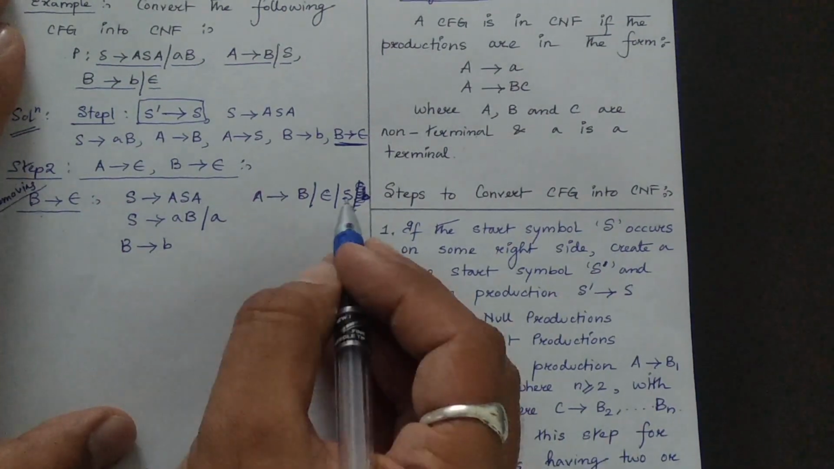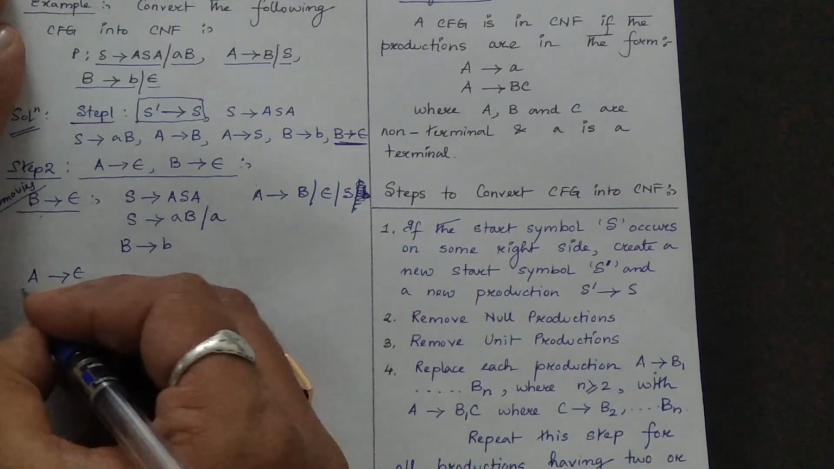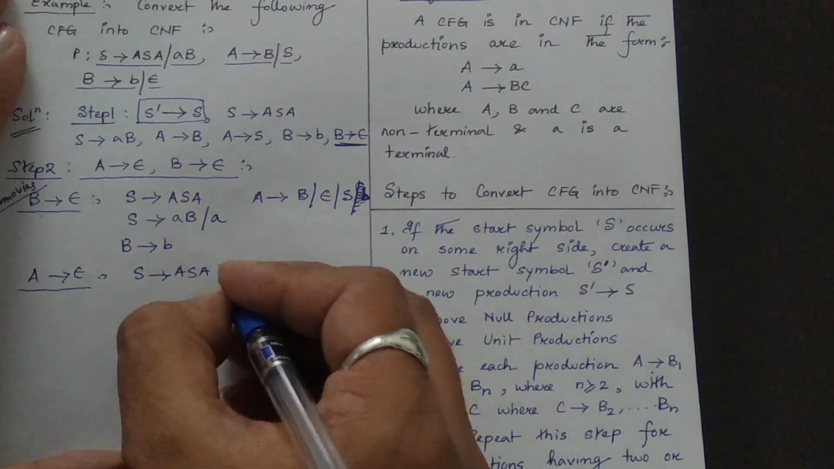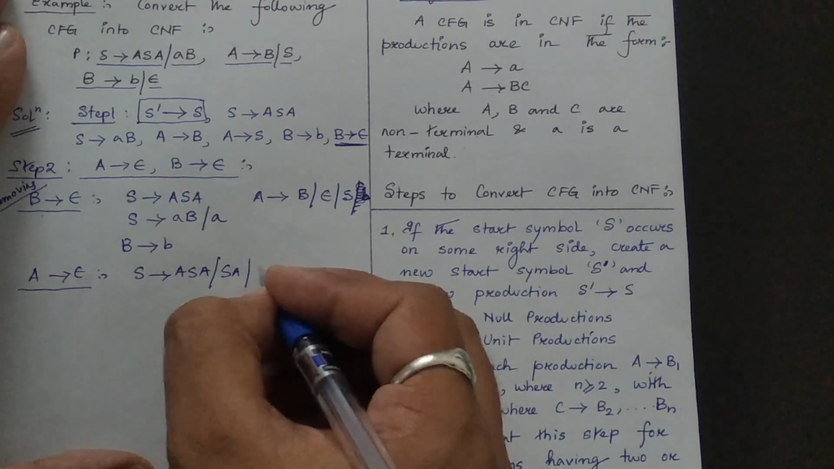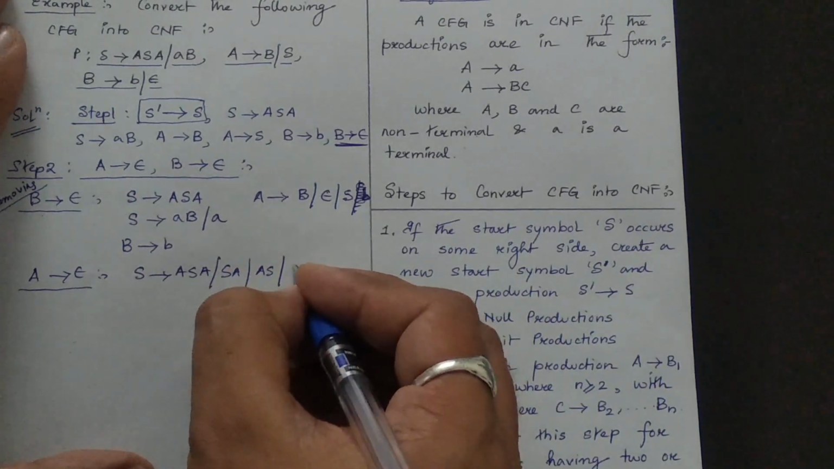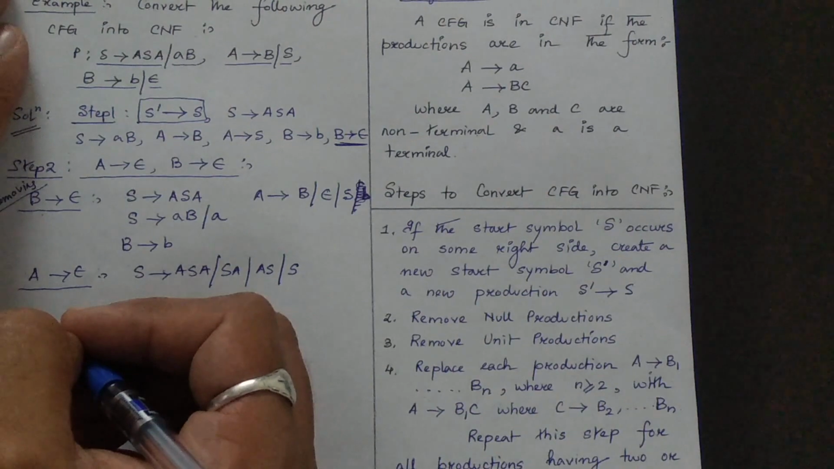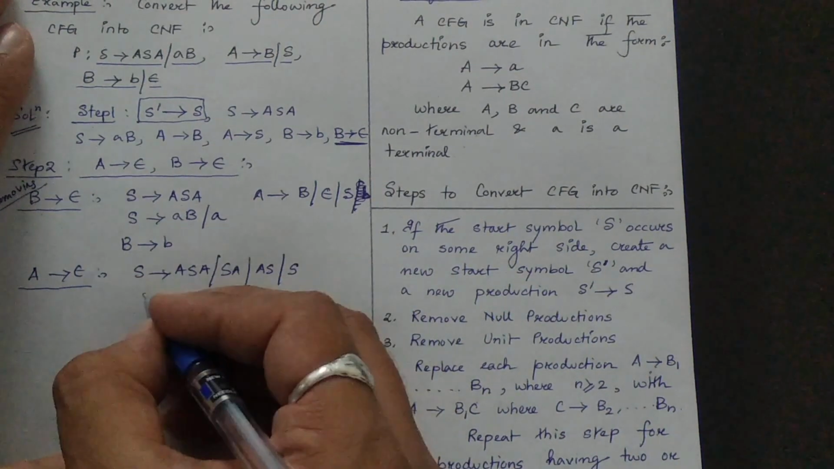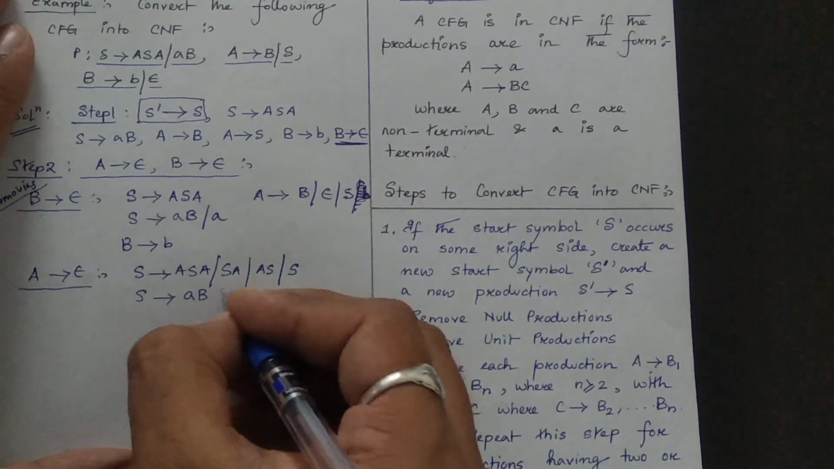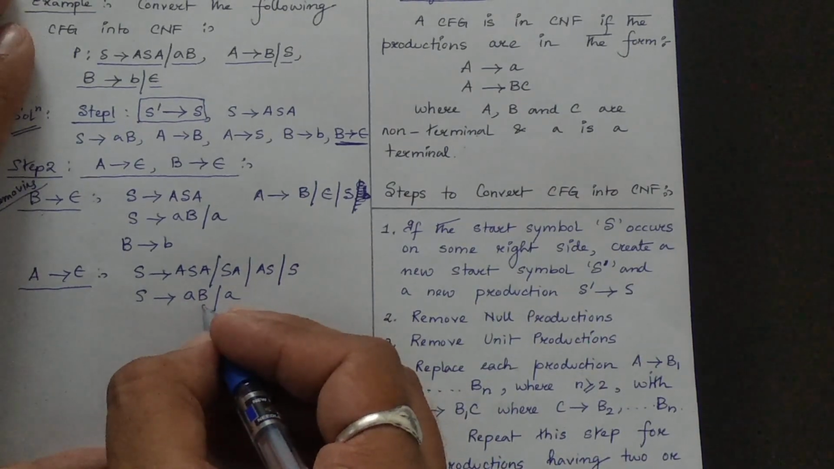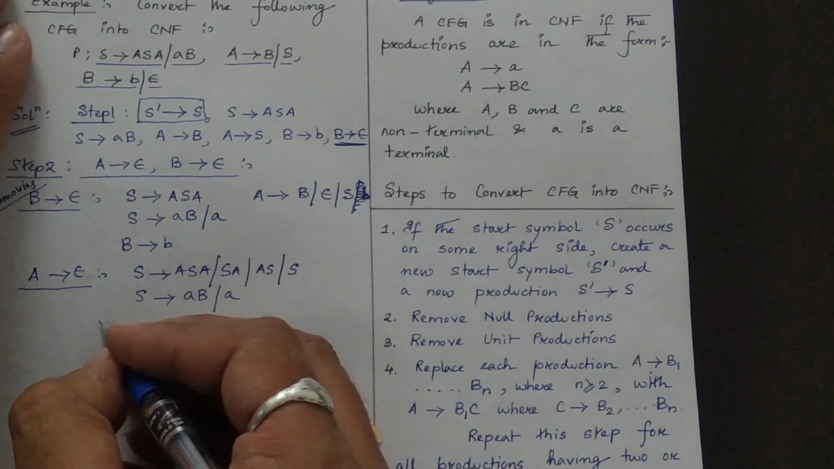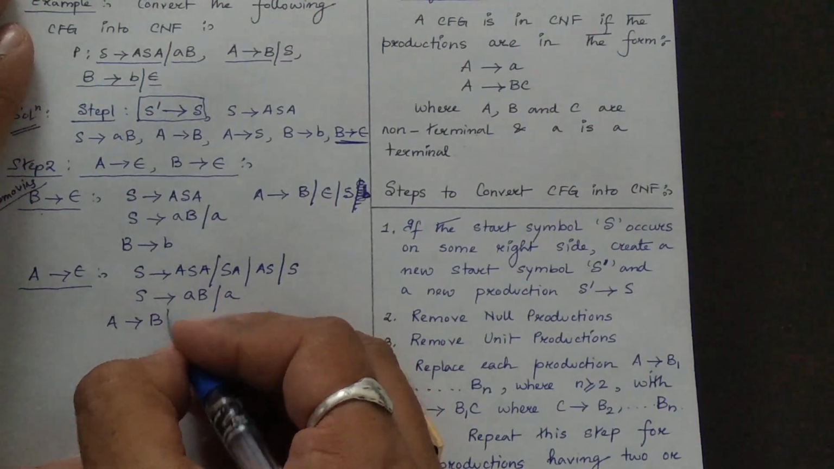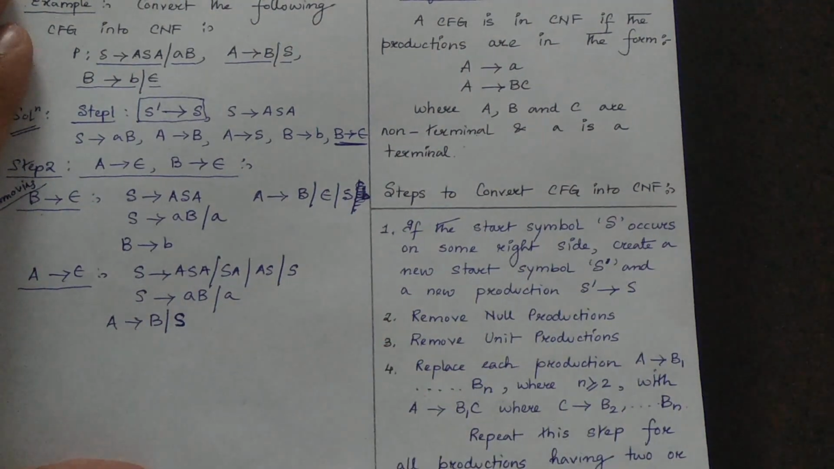Clear? Now as I got a new production A tends to epsilon, this I also need to remove. If I remove this, S tends to ASA: if I remove the first A, then SA; if I remove the second A, then AS; if I remove both, then S. Clear? Is there any part left? Yes. Next is S tends to AB. Now there is no capital letter A, so it remains as it is. And then finally, what I am left with, A tends to B and A tends to epsilon, I have to remove, so A tends to S I got. Clear?